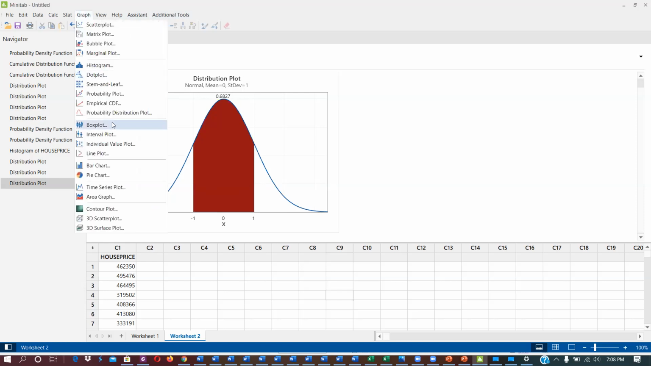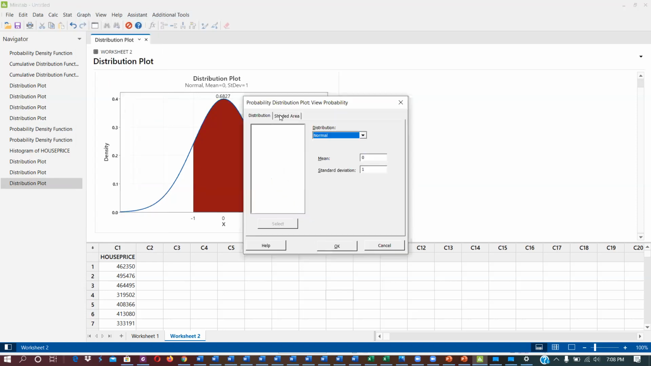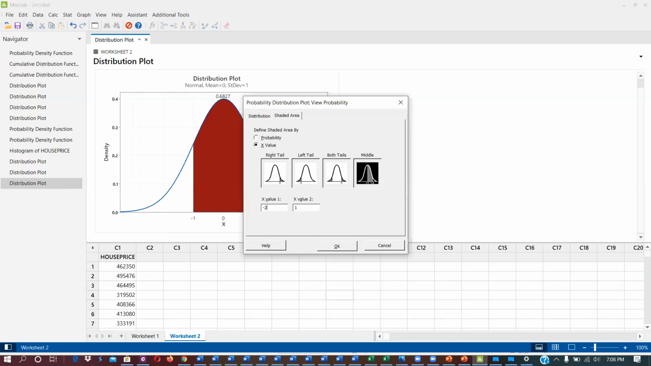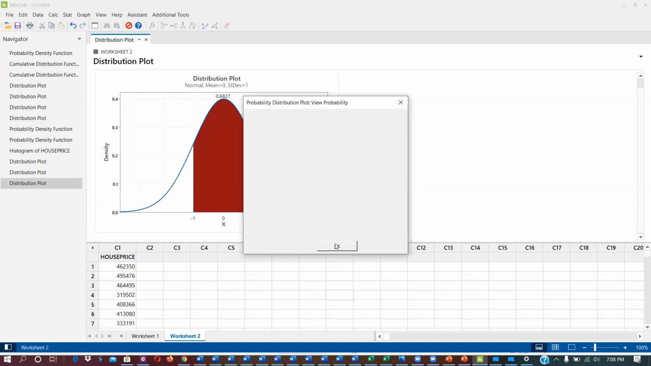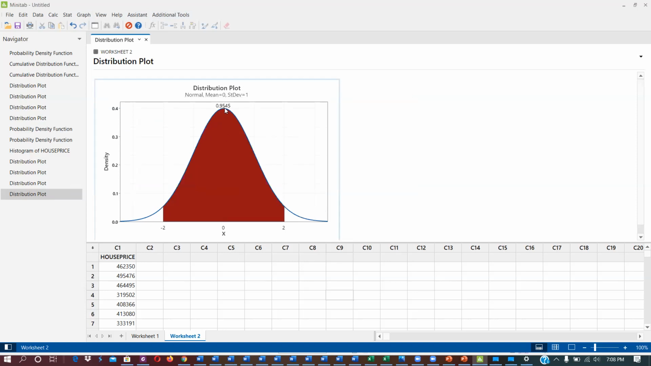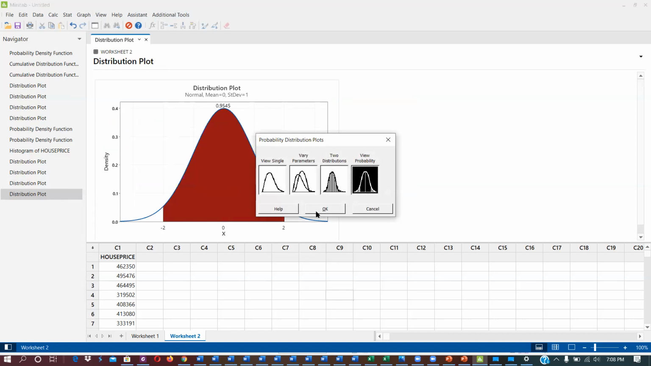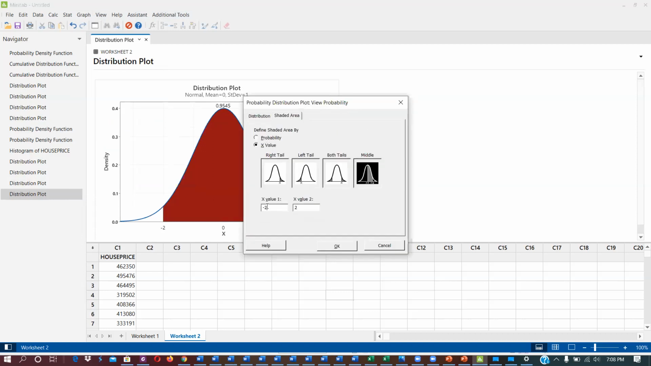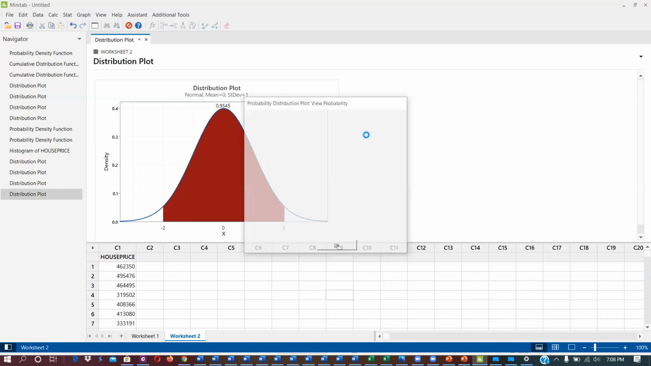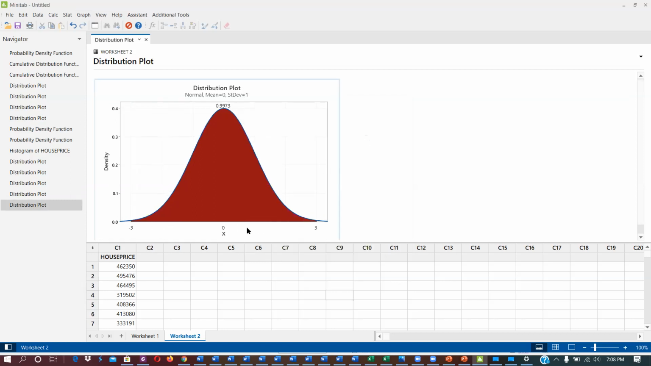Again, I do the same graph, probability distribution, and I do -2 to +2. What is the value here? You can see 95.45%. That is 4 sigma. Now again, I'm looking at -3 to +3, and this is 6 sigma, which is 99.73%.